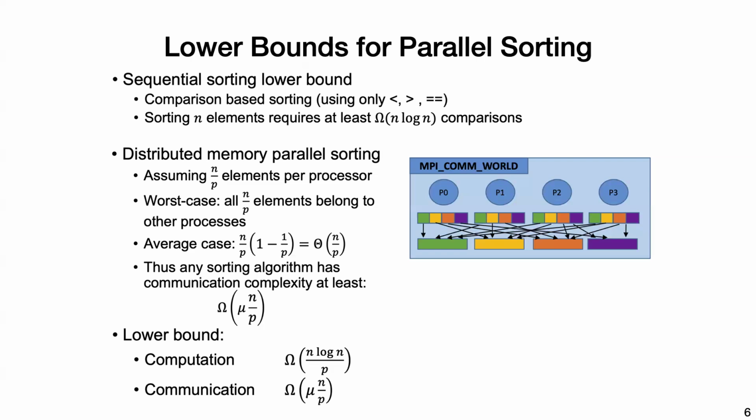Questions on this part? So we have lower bounds for computation, which is n log n, the whole thing divided by p, and communication, which is mu n over p. Actually, there should be a tau plus mu n over p, but in the limit, this thing will be bigger. So that's why it's omega.